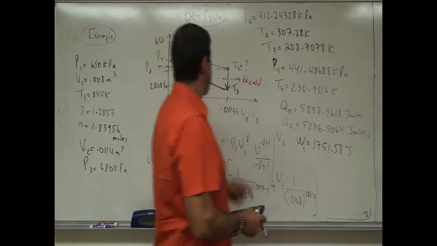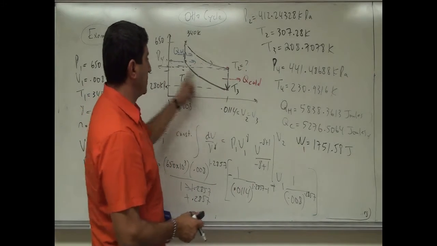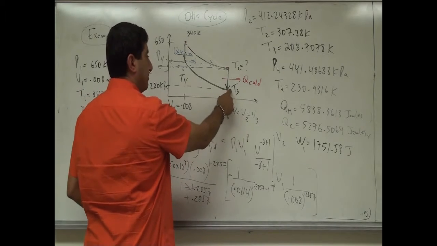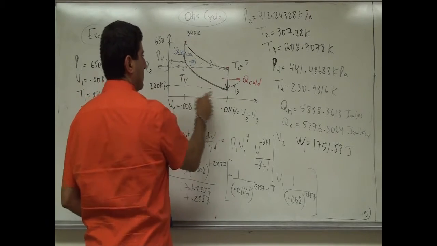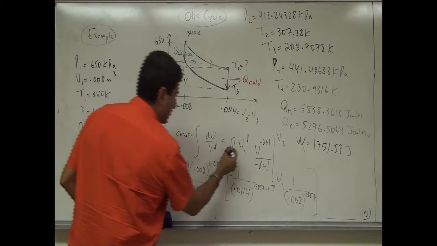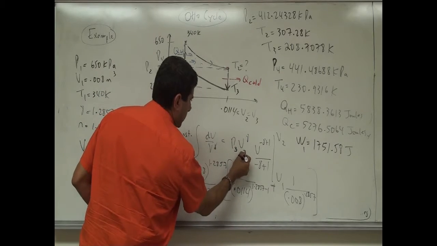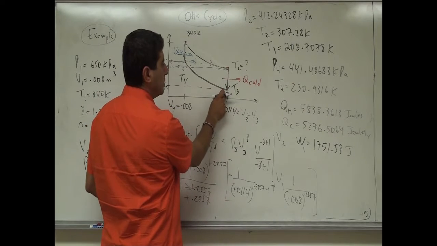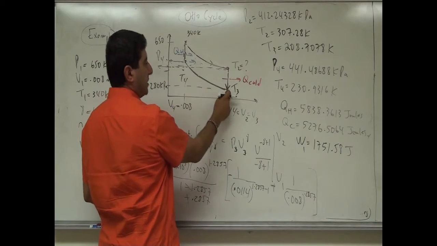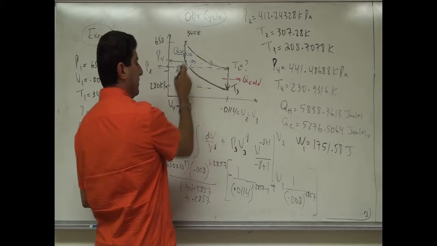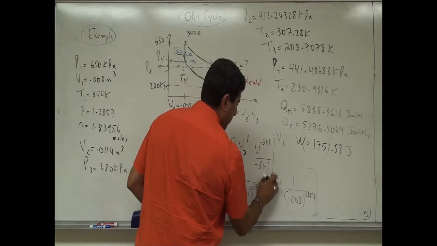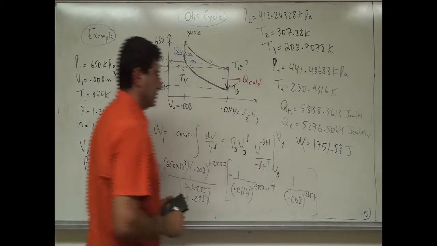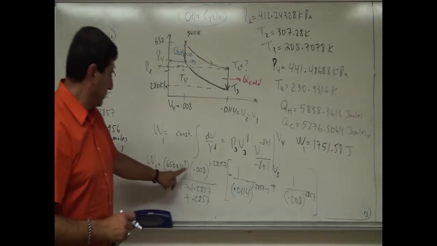Okay, so how do we do the work in stage 3, W3? I can use P3 V3 to the gamma, because that's what stays constant. And then I can integrate from V3 to V4, where V3 is the same as V2.